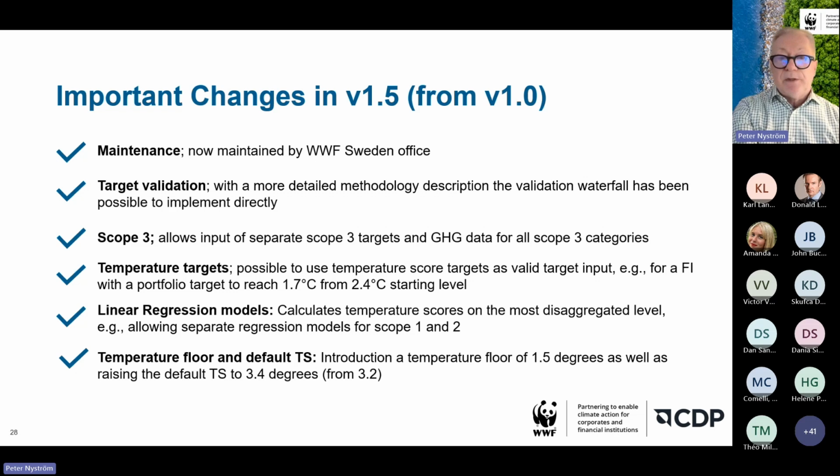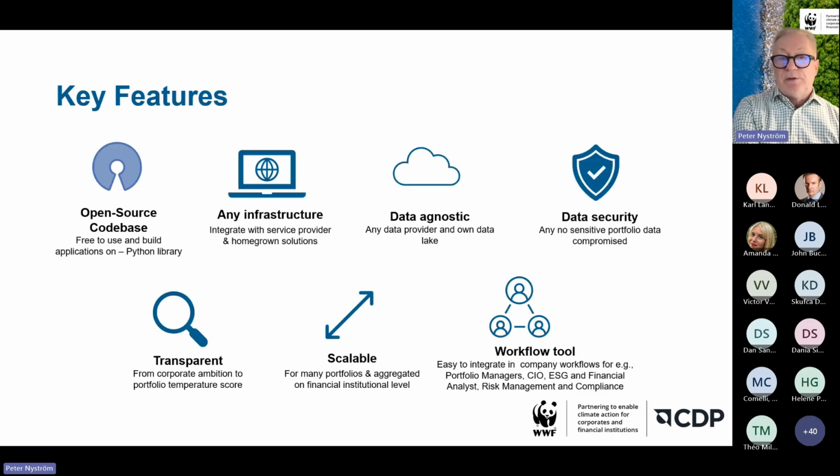And of course, we're using the new regression models, and we also try to separate and calculate the temperature scores on the most disaggregated level, so that we can calculate separately for scope 1 and scope 2, and then reaggregate later on in the calculations. And we've also included the temperature floor as per the new version of the method, and raised the default temperature score to 3.4 from previously 3.2.